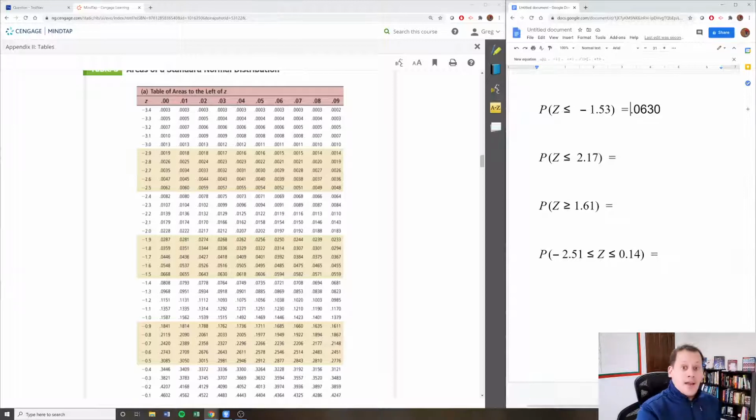So, again, I'd like to see if you can use this table, whether it's this one on your screen, or maybe that's a little small if you want to use the one that's in your textbook, find the probability that z is less than or equal to 2.17.